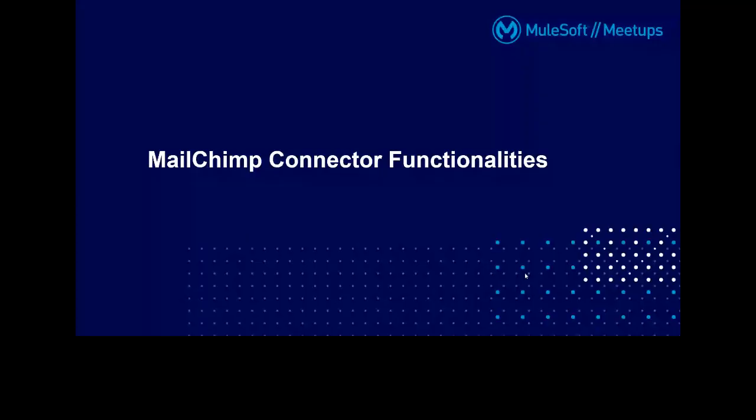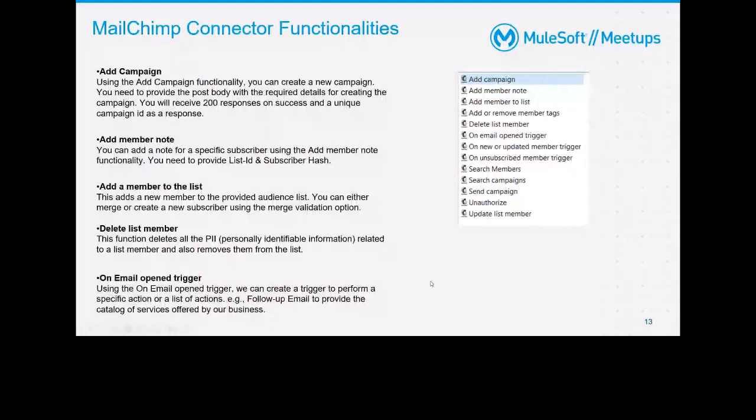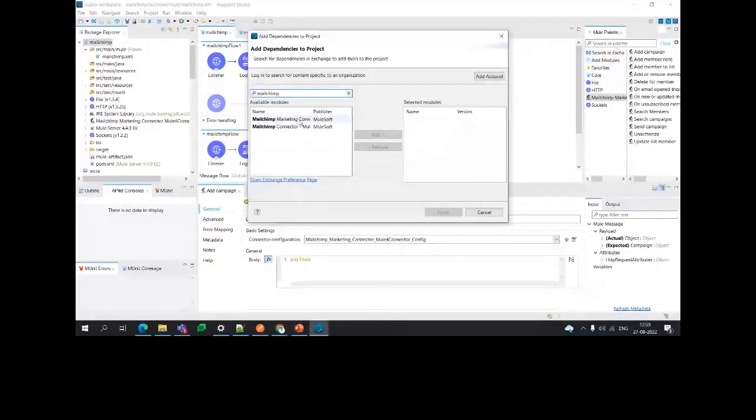Now we'll talk about the MailChimp connector functionalities. MailChimp provides us this marketing connector. Okay, let me first show you in Anypoint Studio where we can get this marketing connector. You go to search in Exchange, you search for MailChimp here, and okay, it's already there. You get these two options here: MailChimp marketing connector and a MailChimp connector. This marketing connector is a MuleSoft certified connector. MuleSoft provides support for this, and it is made by MuleSoft. And this MailChimp connector Mule 4 is made by a MuleSoft partner.